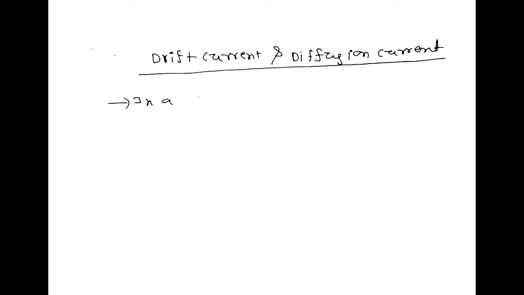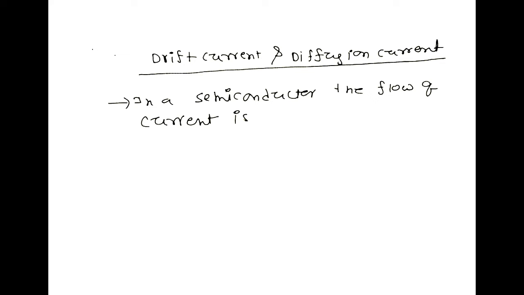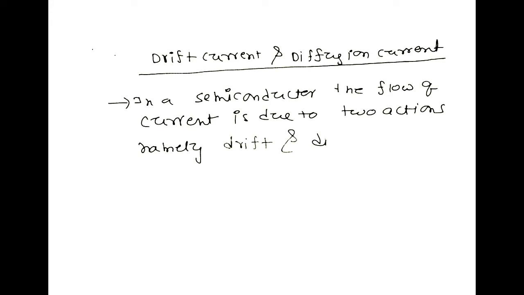In a semiconductor, the flow of current is due to two actions, namely drift and diffusion. First we will see what is drift current.